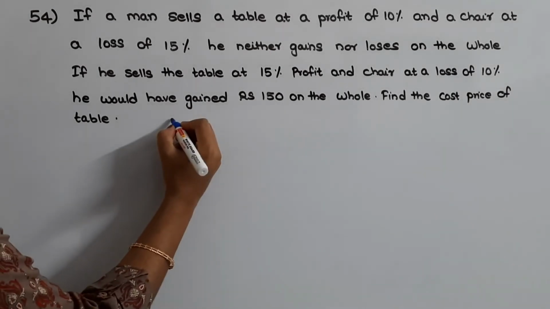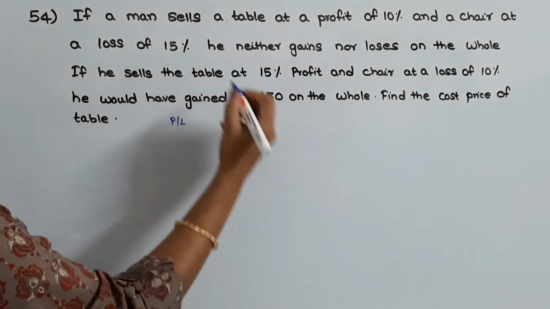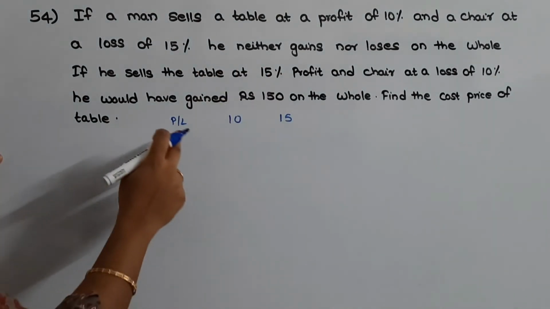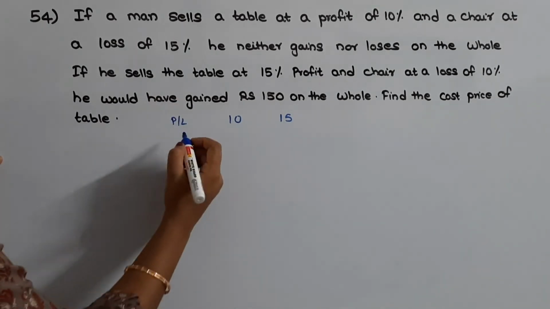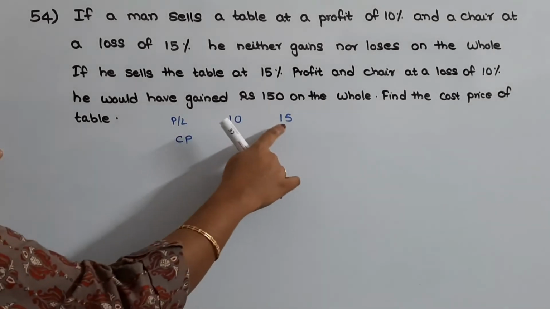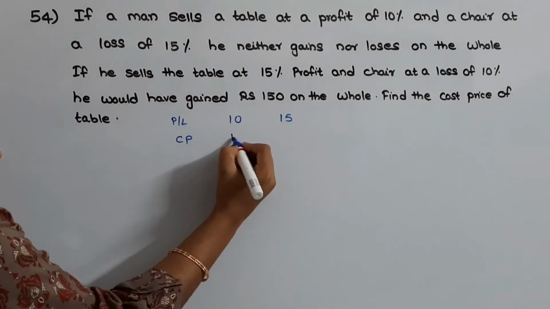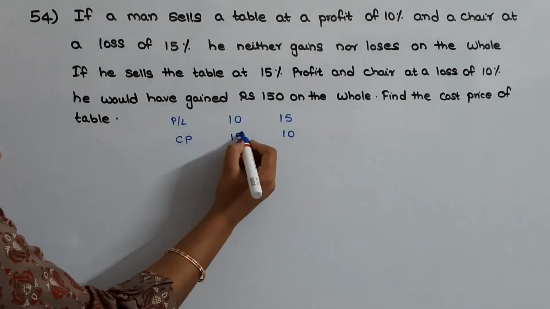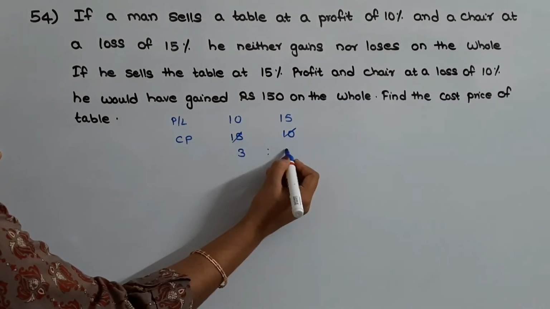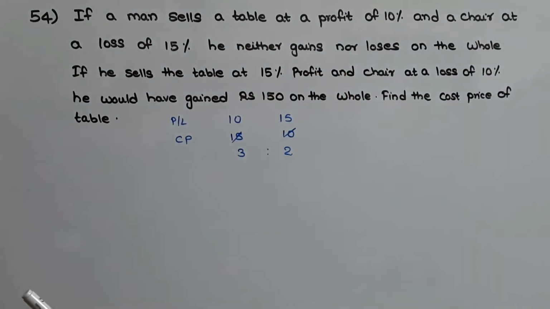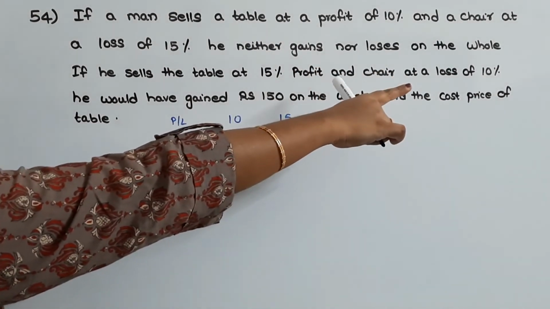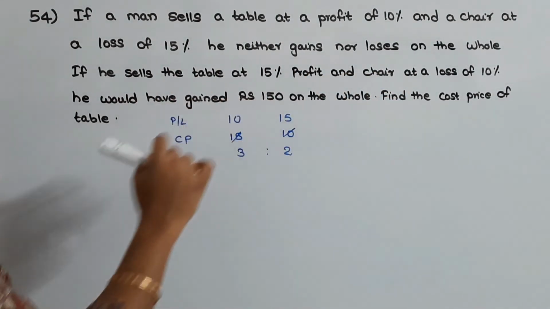So the profit or loss ratio is 10:15. So whenever neither gains nor loses comes, profit or loss ratio will be inversely proportional to the cost price ratio. So if profit or loss ratio is 10:15, then cost price ratio will be 15:10, or we can simplify it and write it as 3:2. So in the second case they are telling that if he sells the table at 15% profit and chair at a loss of 10%, the overall profit is rupees 150.